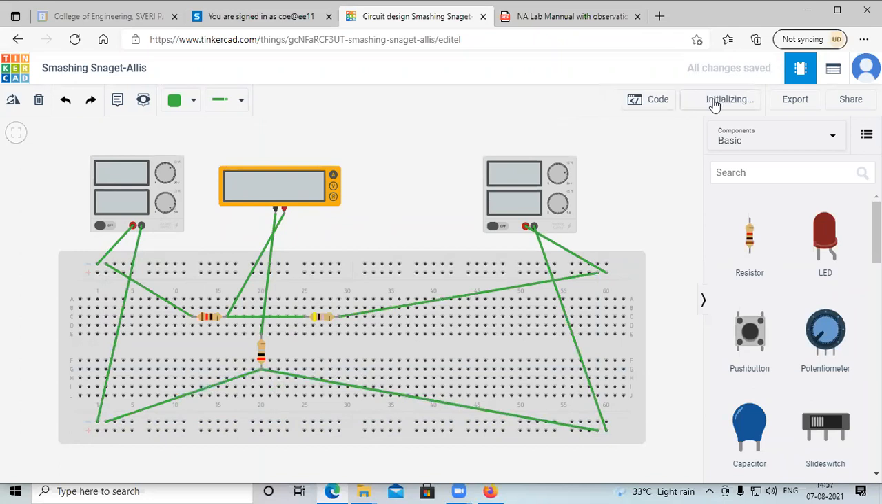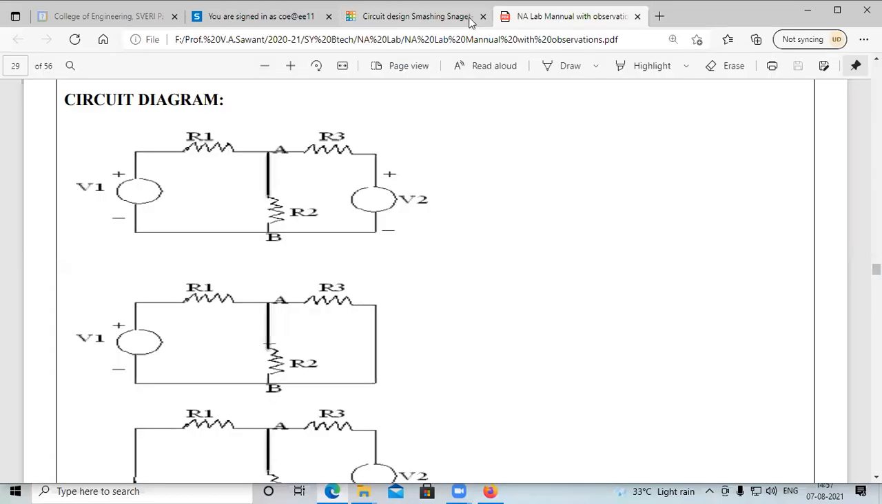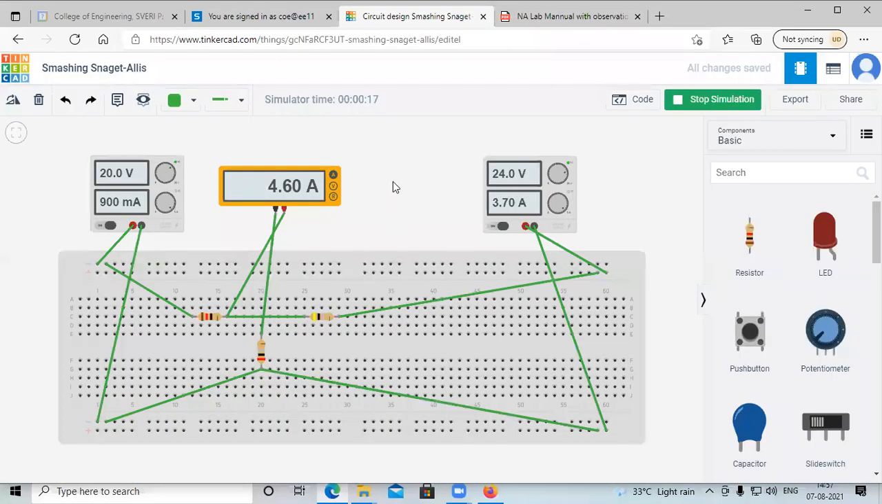So I will start the simulation. See, what is the current? Total current flowing when both voltage sources are acting is nothing but 4.60 ampere. What answer did we get? 4.6 came. Okay, so it is correct. Now I will use the procedure.